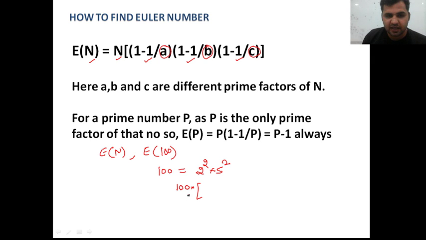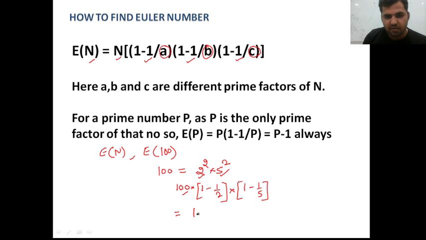What is the meaning of this formula? Out of the 100 numbers, every second number is a multiple of 2. So you will remove half of the numbers, and you will be left with half of the remaining numbers. After that, every fifth number is a multiple of 5, so you will remove 1/5 of the remaining numbers, so you will be left with 4/5 of the numbers.